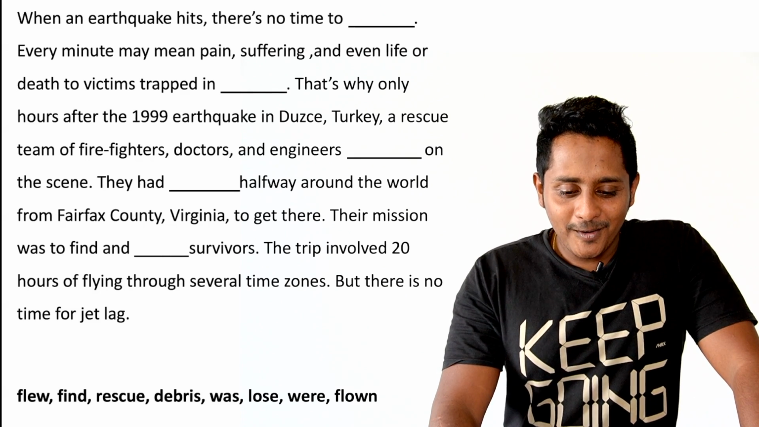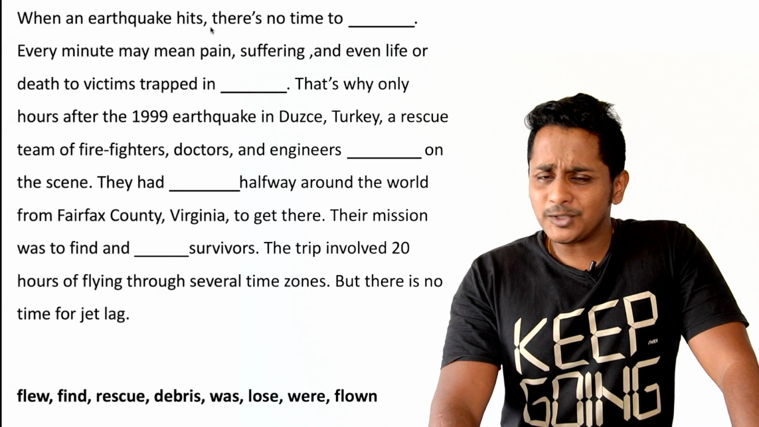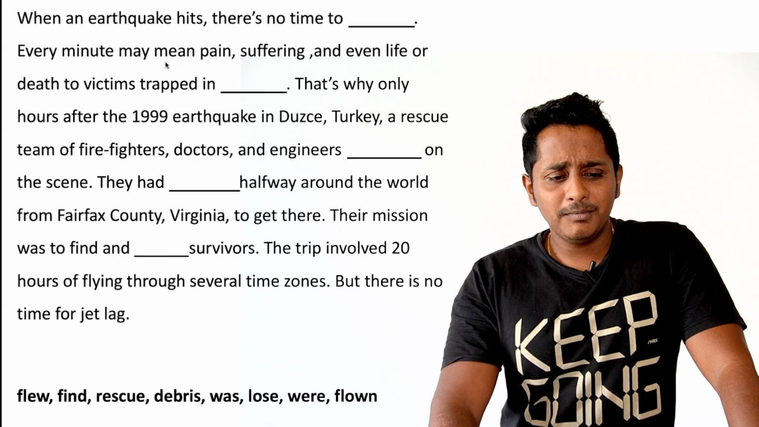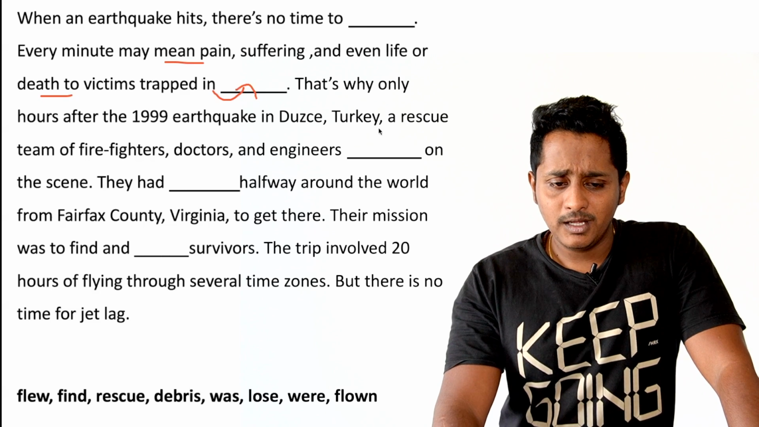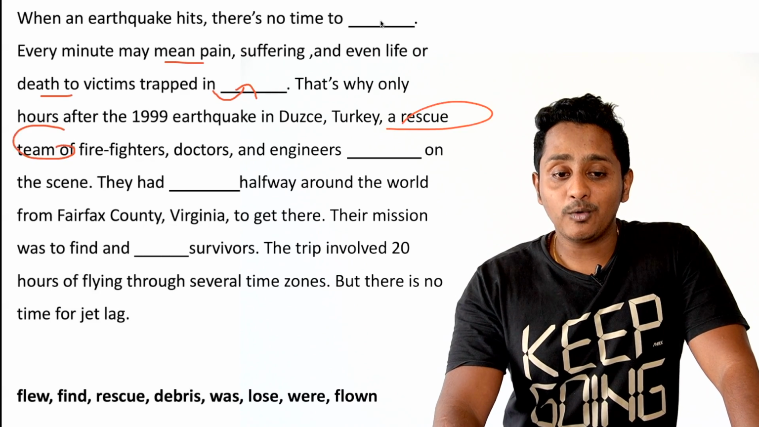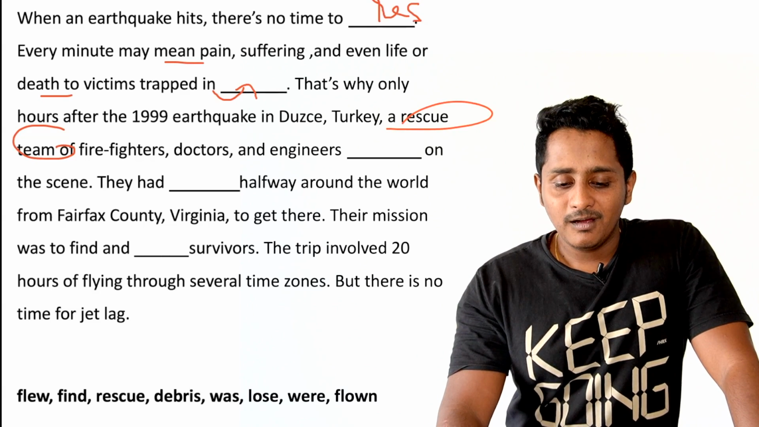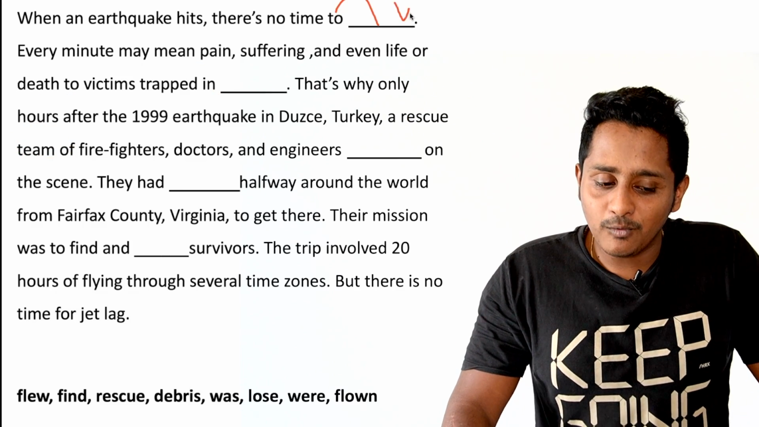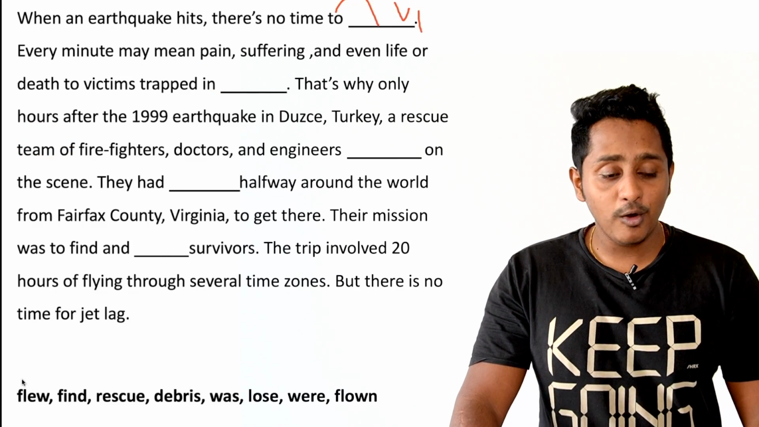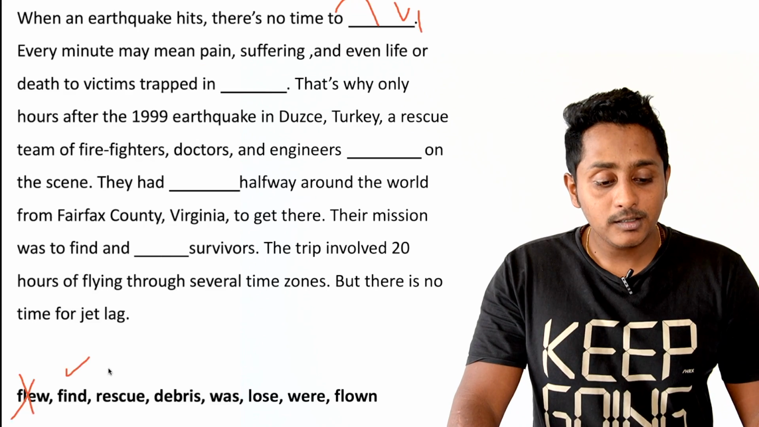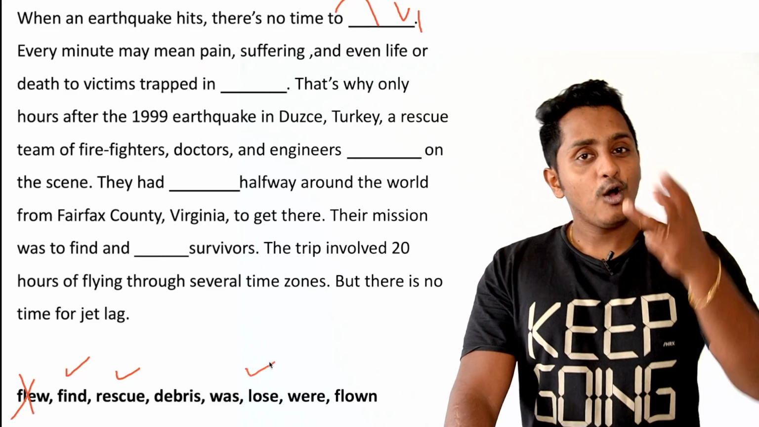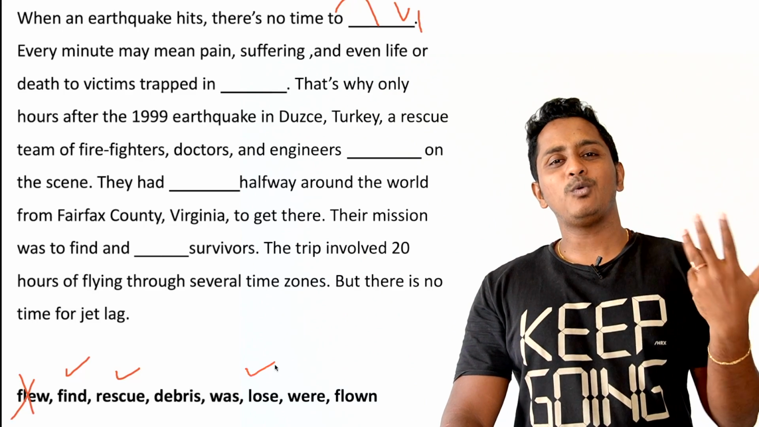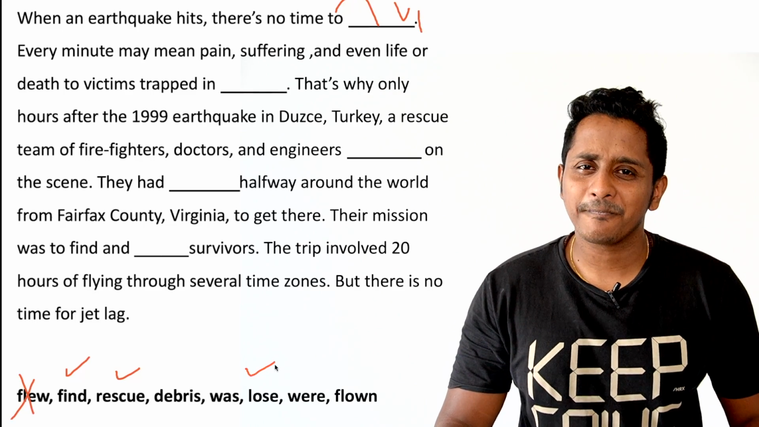When an earthquake hits, there is no time to... People end up writing "dash". Every minute may mean suffering, even life, death, victims trapped in something. That's why rescue team, so I wrote rescue. After "to", what has to come? Verb 1. There is no time to flow, not flew. There is no time to find. There is no time to rescue. There is no time to lose. That's also verb 1. All these 3 fit in. With what logic you went with rescue?